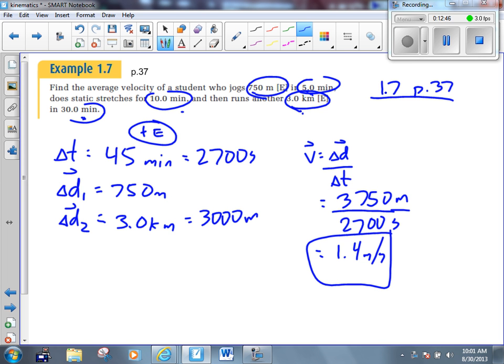Now, this is a vector, and we got a positive value, so what does that really mean? 1.4 meters per second to the, yeah, we defined east as positive, so our final answer is really 1.4 to the east. We don't really need to write in east because we already defined east as positive, and we got a positive value. If you want to write in east, go ahead, but you don't have to.